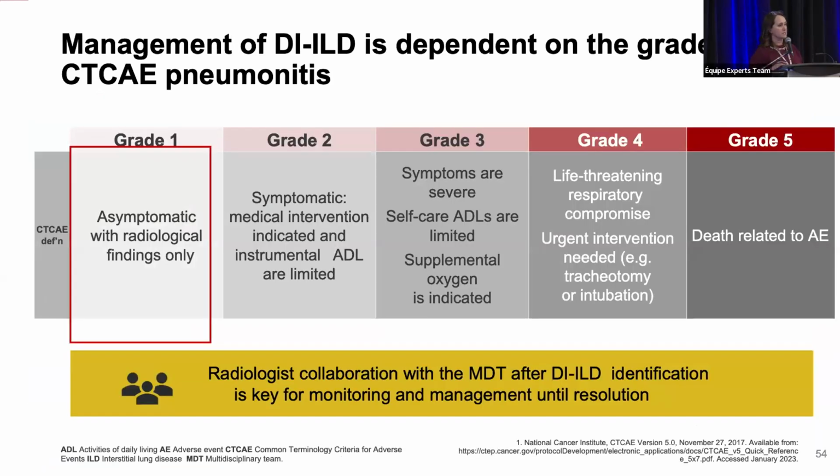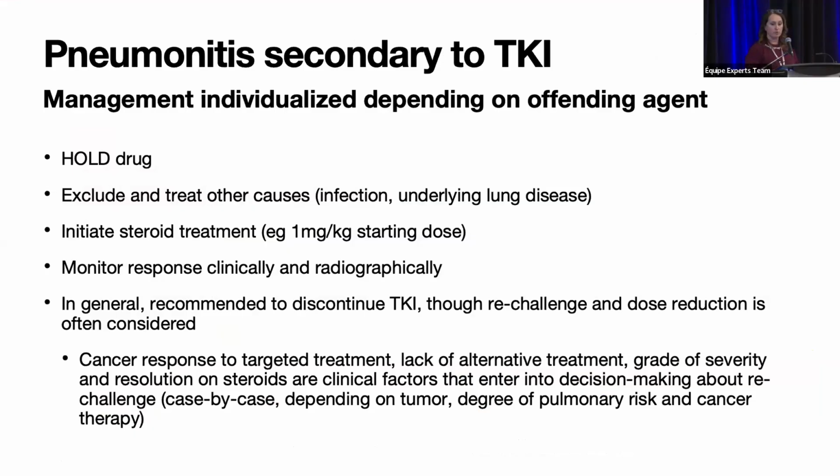So to review the grading system, similar to what we've seen with other toxicities, grade 1, asymptomatic, you only have radiographic findings. Grade 2, patient starts to have some symptoms. It might be a mild cough, maybe some dyspnea on exertion, and their IADLs may start to be limited. With grade 3, these are typically the patients who are presenting to the emergency department. They may be requiring some oxygen. They have symptoms that are more marked. And grade 4, life-threatening. Grade 5, unfortunately, they may present with a mortality.